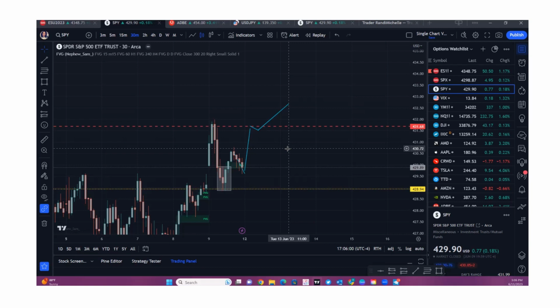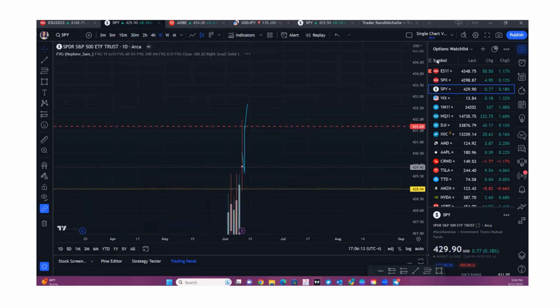So I don't know if it's just going to be a red day Wednesday, or if the market is going to turn around on Wednesday. I don't know yet. We've got to see. Time will tell.